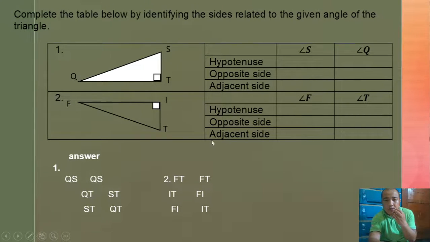What is the hypotenuse of angle F? FT. Also with angle T, FT pa rin. Opposite side of angle F, IT. Opposite side of angle T, FI. And adjacent side of angle F, FI. And adjacent side of angle T is IT.